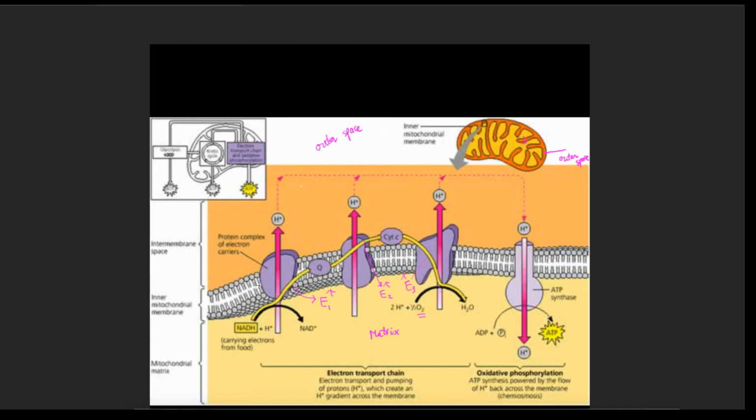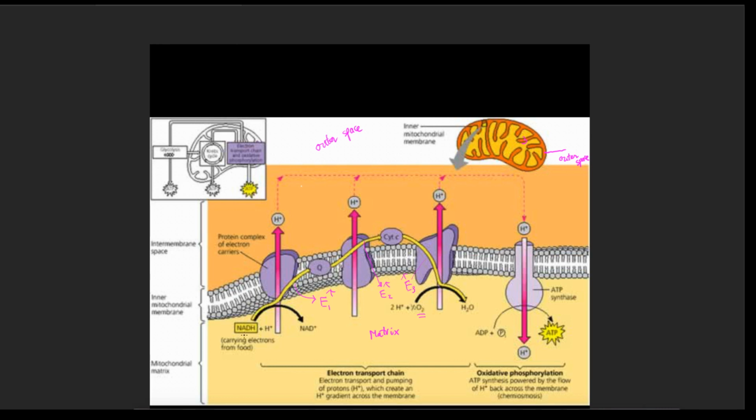So this is the inner membrane. One side of the membrane faces the matrix, right? And another side faces the outer space, the space between the 2 membranes. NADH or FADH2 will give away electrons through the process of oxidation. Electrons from NADH will be passed to the first member of the electron transport chain, and then passed from it to another electron carrier. And the last electron acceptor is oxygen.